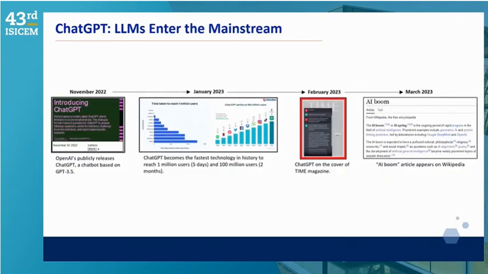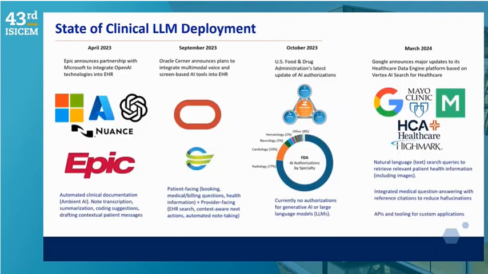I don't need to remind you about ChatGPT. Of course, at the end of 2022 it was released to the public. By January 2023, it became the fastest consumer technology to reach 1 million users. A couple months later, it reached 100 million users, also the fastest in history. And it was a big driver of the current AI boom, which is what the Wikipedia article is called, that apparently we are currently living through.